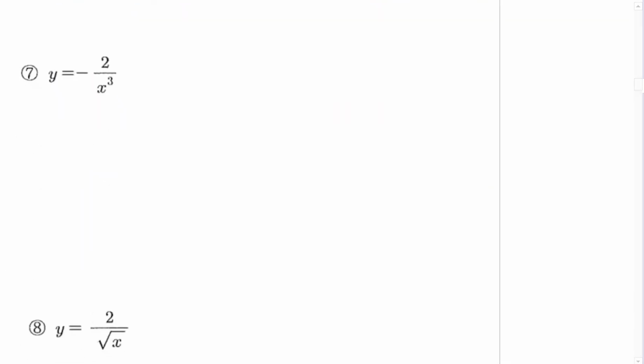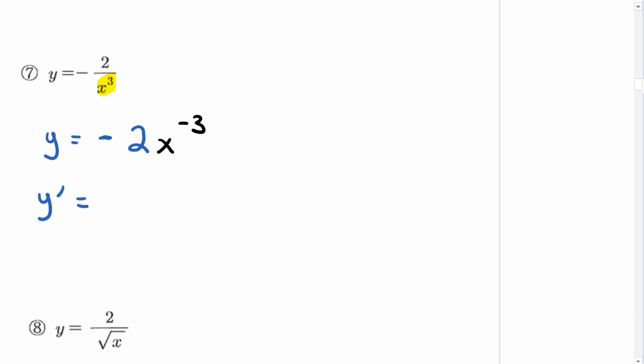All right, question number 7. I would write question number 7 by taking this power in the denominator and writing that as a negative power there. So negative 2, and this will be x to the power of negative 3. Then it's very easy to apply the power rule here. So let's go ahead and find the derivative.